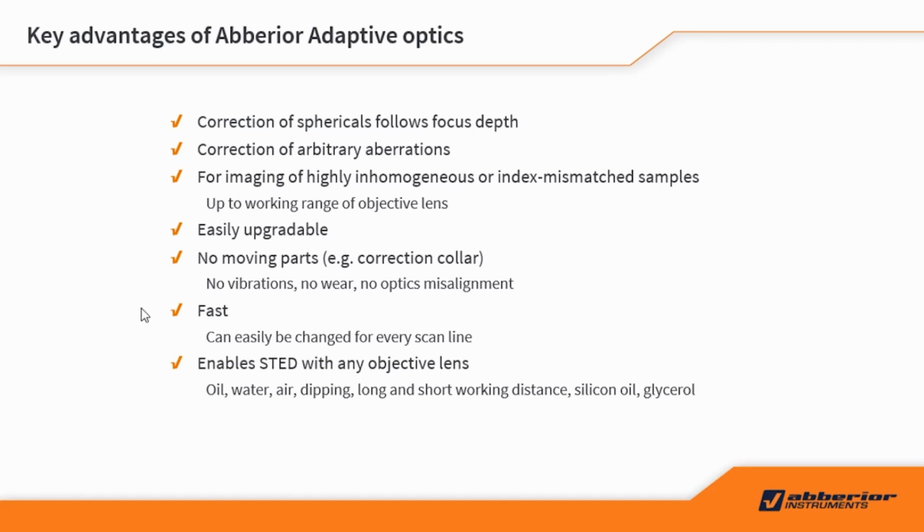The non-mechanical nature also means that they're fast. The shape of the deformable mirror can easily be changed for every scan line. And this is in fact what enables the correction of spherical aberrations during a scan at different focus depths.